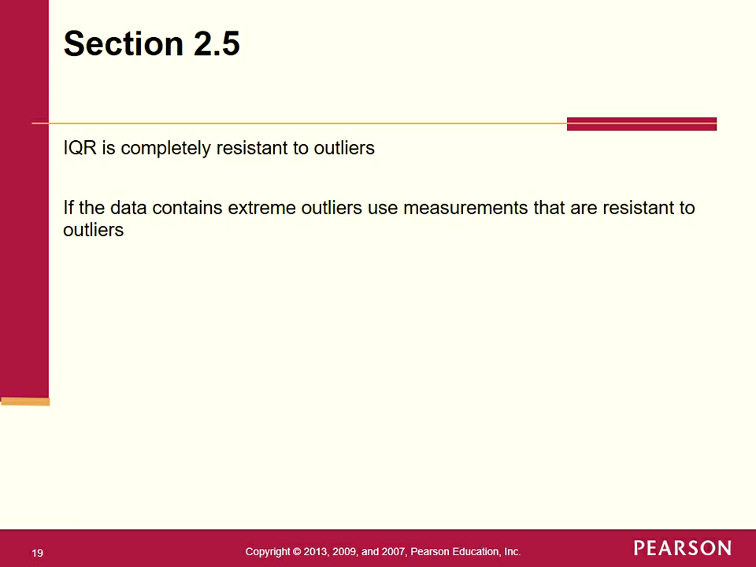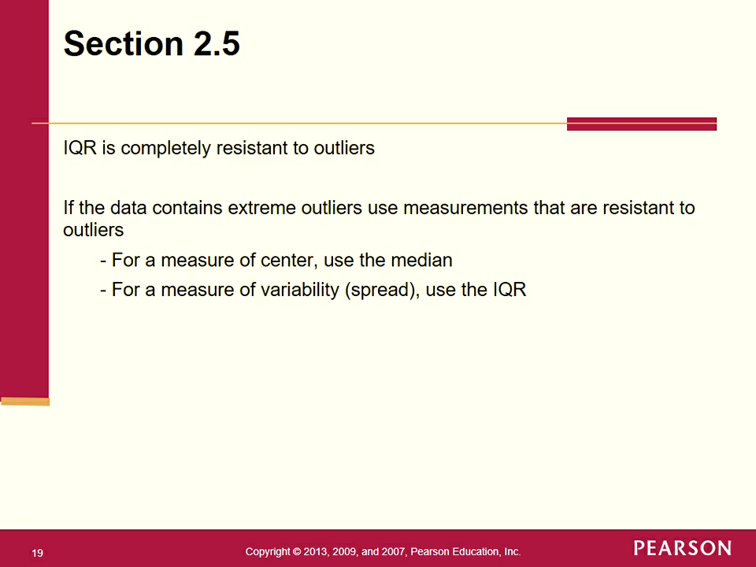So, let's say that the data contains extreme outliers. Which measurements should we use because they are resistant to outliers? For a measure of center, we would use the median. We've talked about that. And what did we just find out about the IQR? For a measure of variability or spread, we're going to use the IQR. Why? Because they are completely resistant to outliers. So if you have extreme outliers in your data, probably use those two measurements.